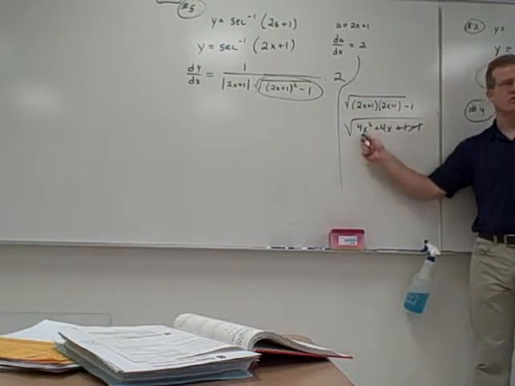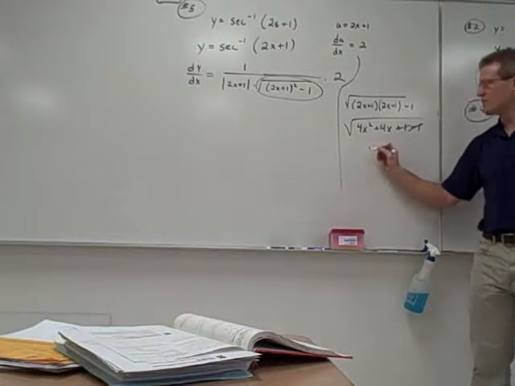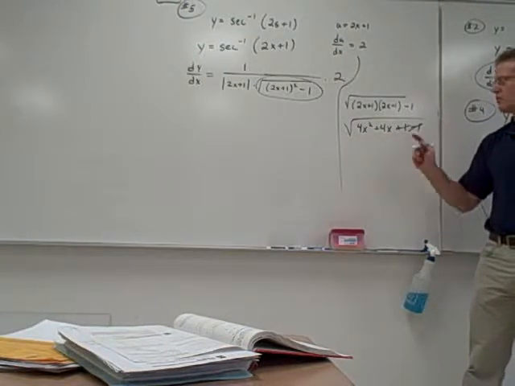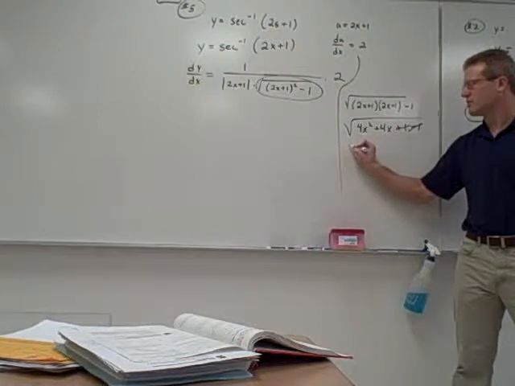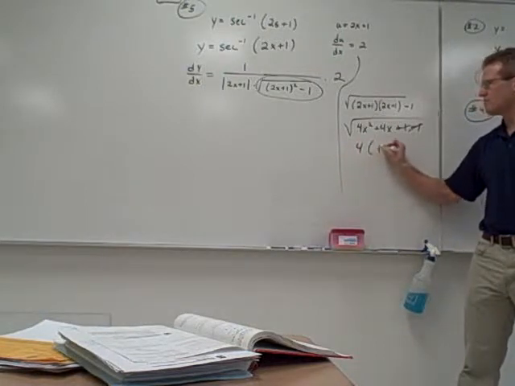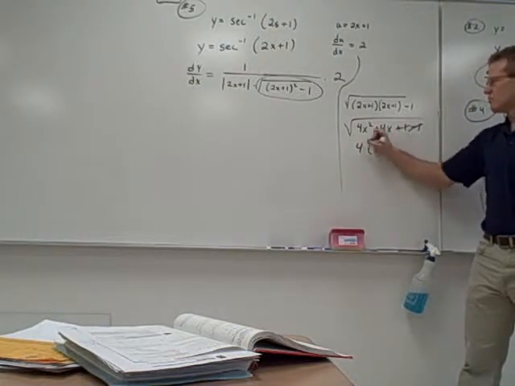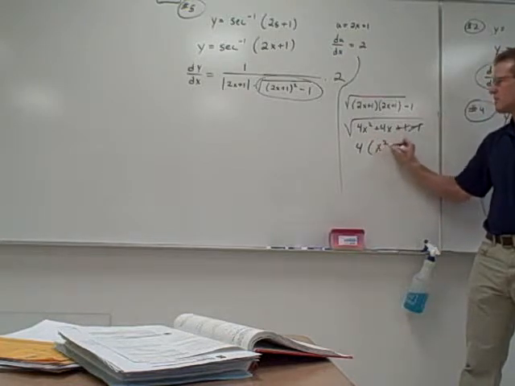What could I factor out of both of these? 4x. 4. Yeah, actually you could factor out a 4x, but only factor out the 4. I'll show you why in a minute. So I'm going to factor out a 4 out of that, which would leave me x squared plus x.